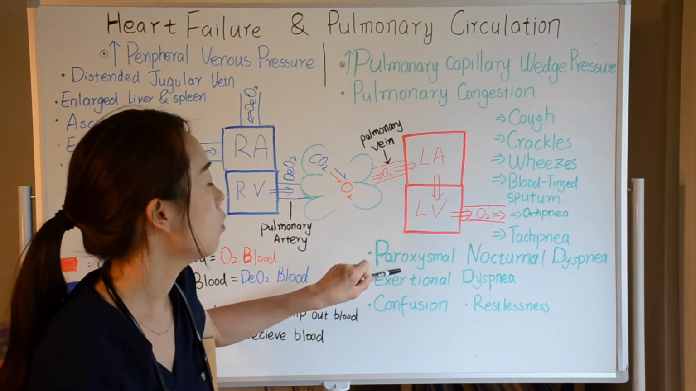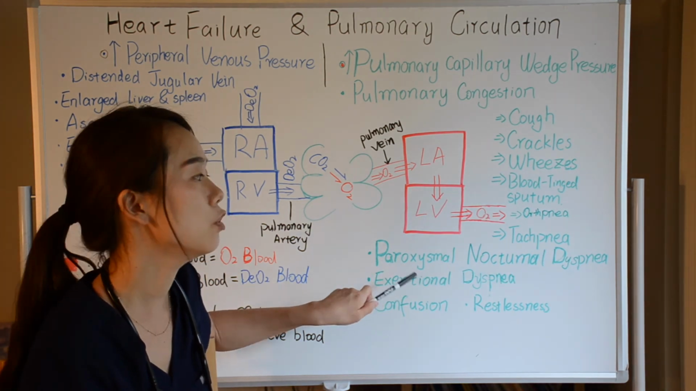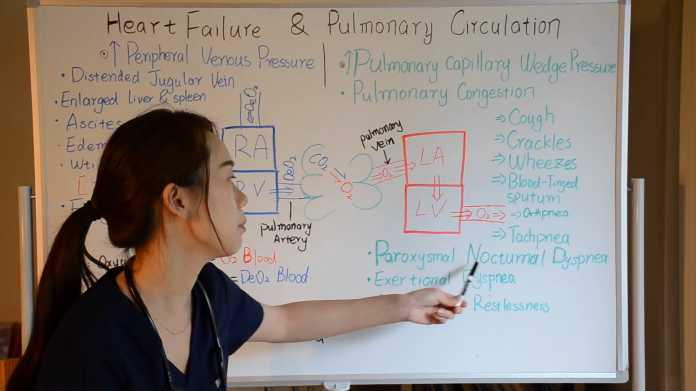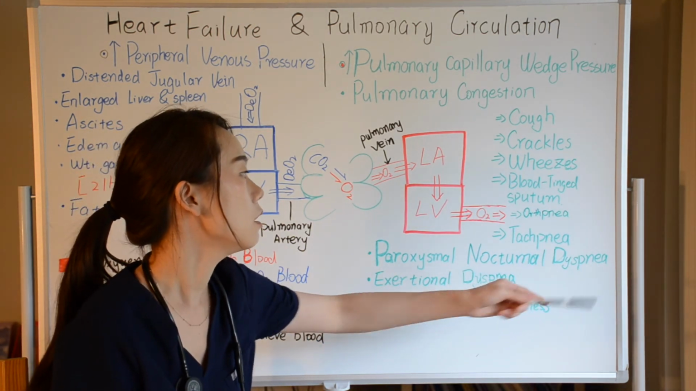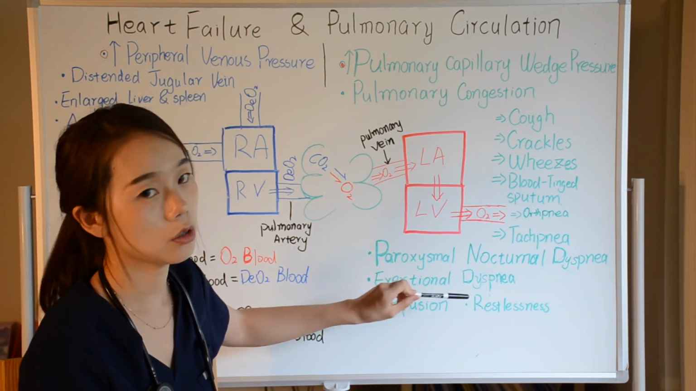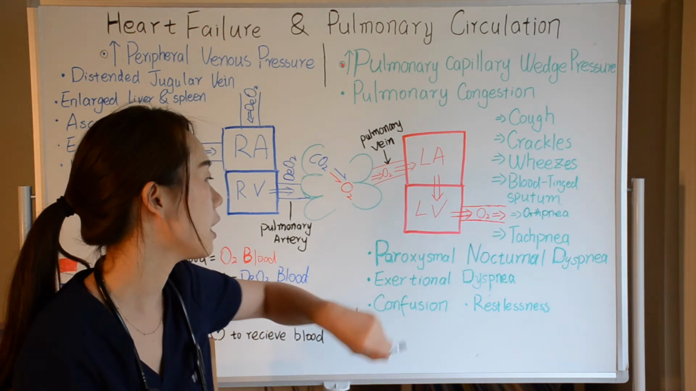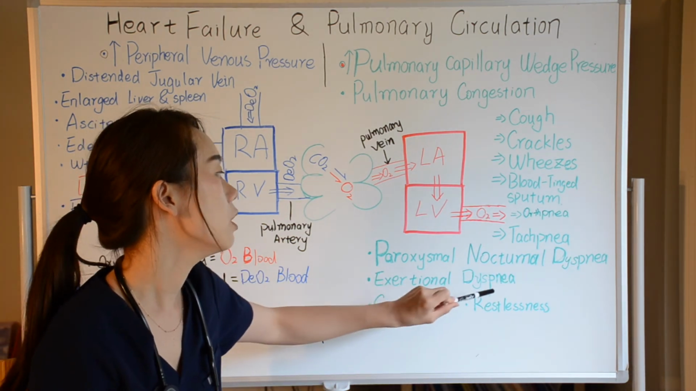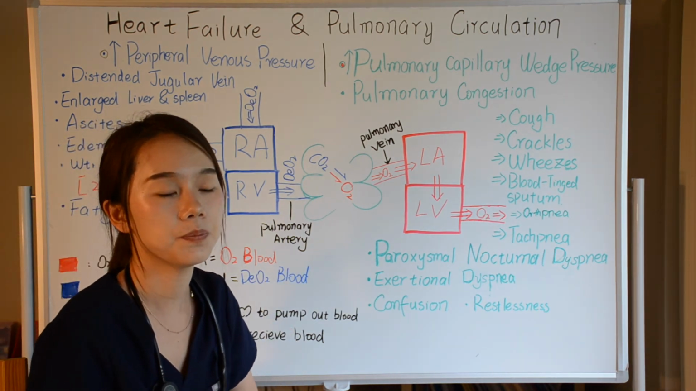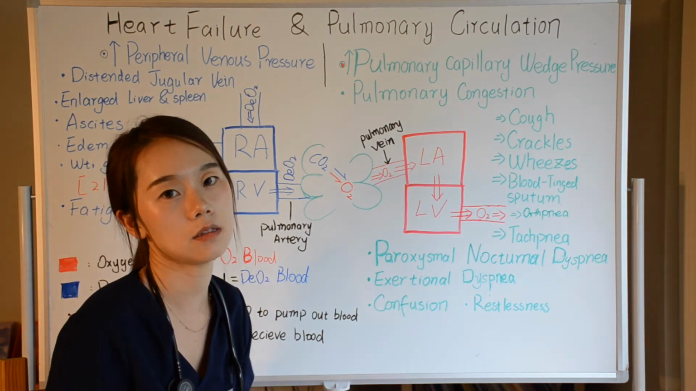And when you fall asleep, 1 or 2 hours later, you may wake up because of shortness of breath. That's called paroxysmal nocturnal dyspnea. And when you exercise, you also have shortness of breath because you increase the oxygen demand in your body. So you will have exertional dyspnea. And due to the low oxygen supply, you will have confusion and restlessness.